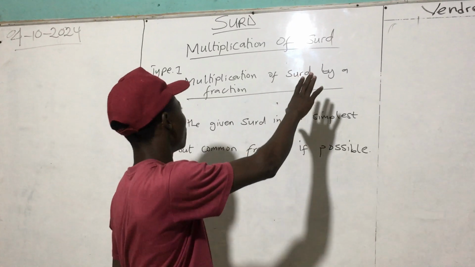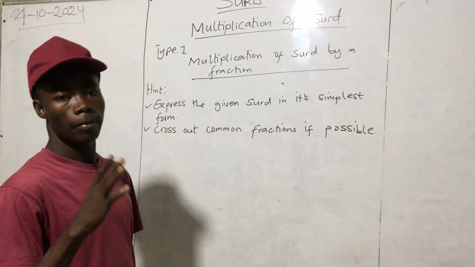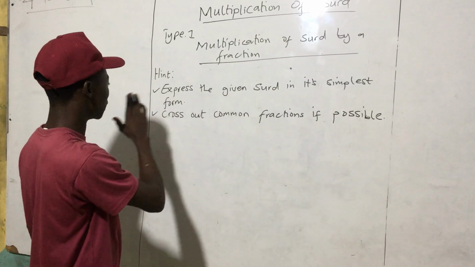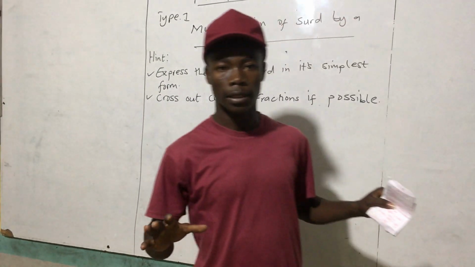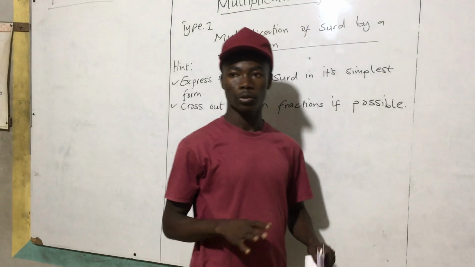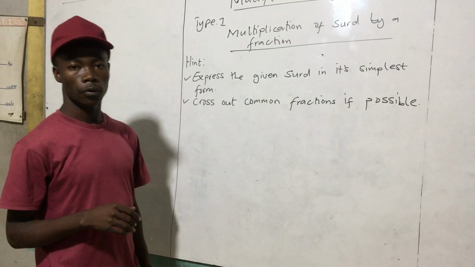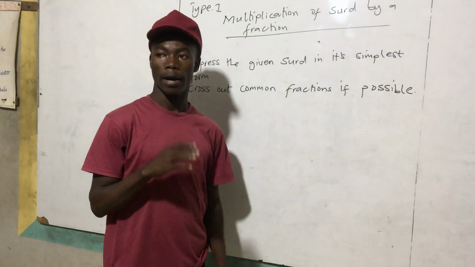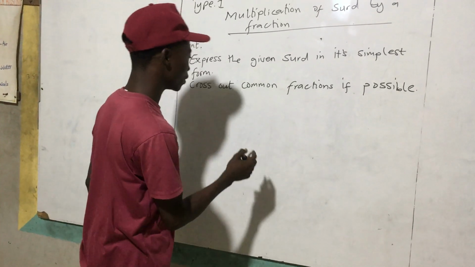Multiplication of a surd by a fraction. How to multiply a given surd by a fraction. Now, hints. Express the given surd in its simplest form. You first express the given surd in its simplest form. Second, you cross out common fractions if possible. These are the 2 hints you need to follow before you can solve any problem under multiplication of a surd by a given fraction. Alright, so let's look at some problems here.